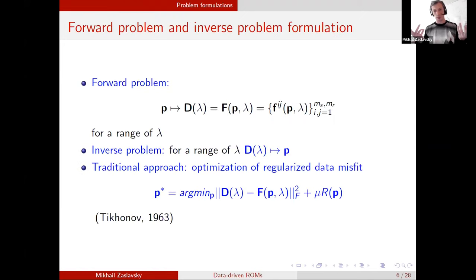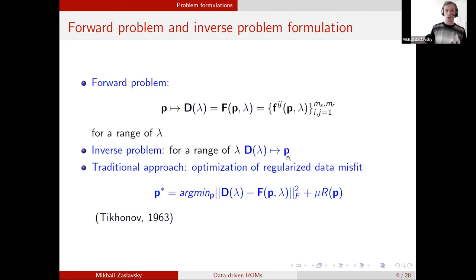So in the forward problem, under known formation parameters p, we want to compute our data for a range of lambda. That's important: not only for one lambda, not only for one spectral parameter, but for a range of lambdas. Data is represented by our multi-input, multi-output transfer function for all sources and receivers i, j, and for a range of lambda. And the inverse problem is the other way around. Under known data, d of lambda, recorded due to particular sources and measured at particular receivers, we want to reconstruct medium parameters p.